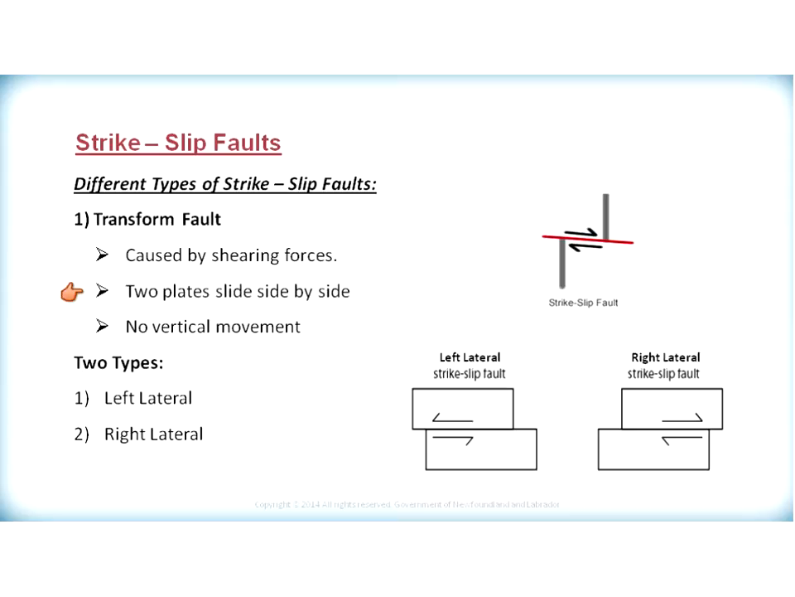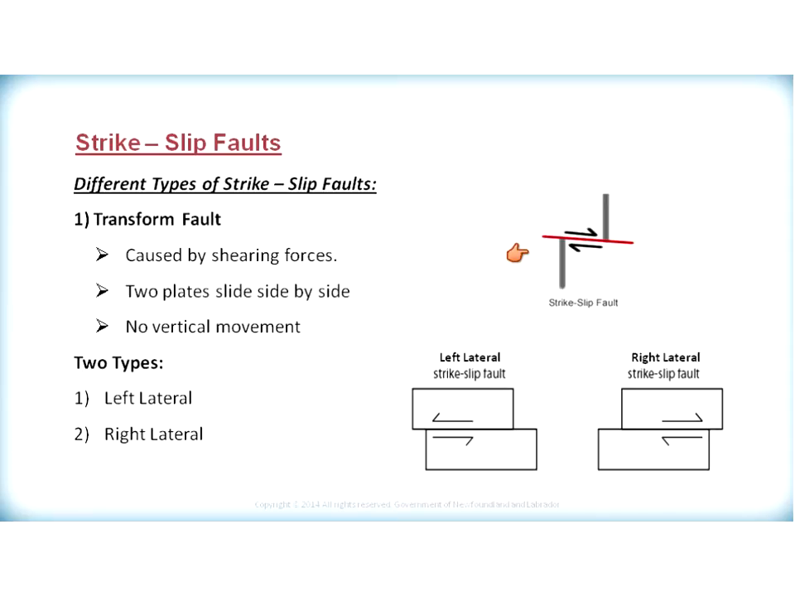In a transform fault, we generally see the two plates slide side by side in opposite directions, and we have no vertical movement. You can generally have two types of transform faults. One is called a left lateral transform fault, and the second is called a right lateral transform fault. If you look at the diagrams to the right, on a geological map, this is a symbol we would generally see representing a strike-slip fault or transform fault.